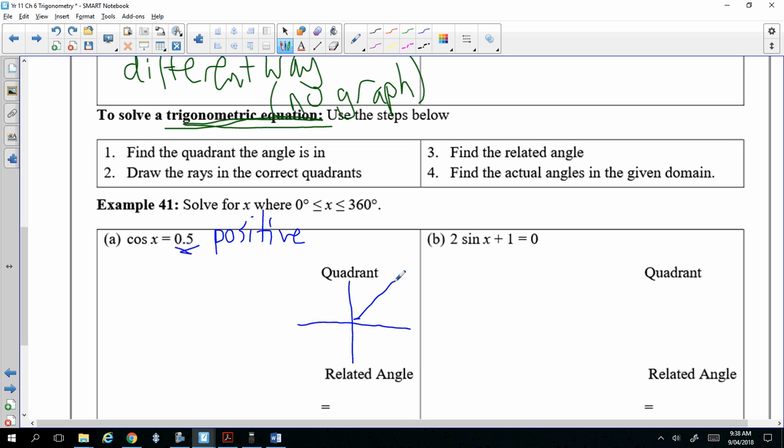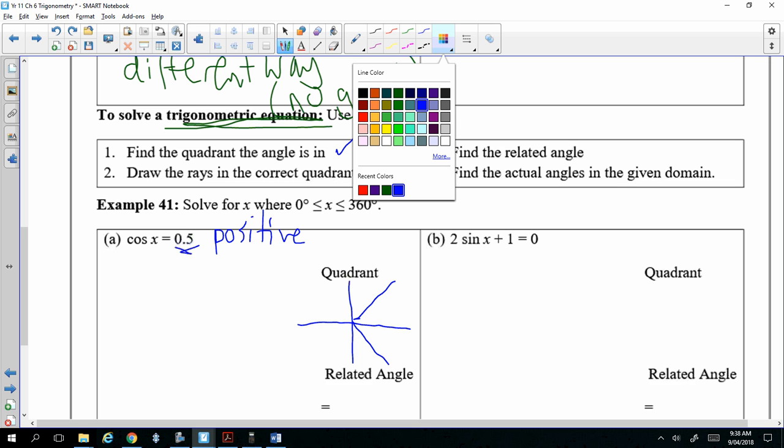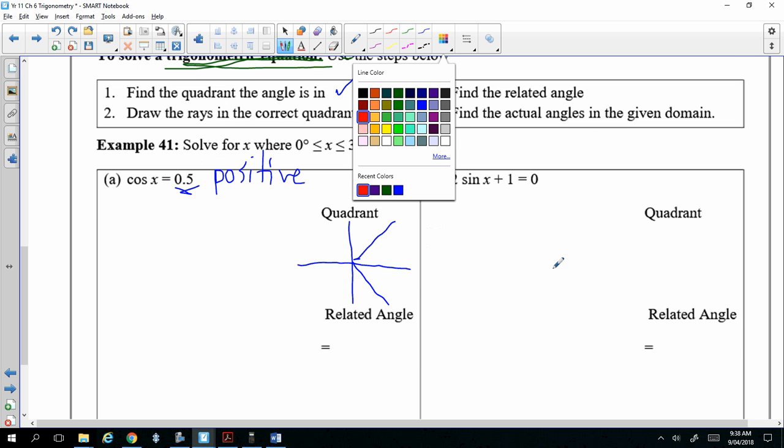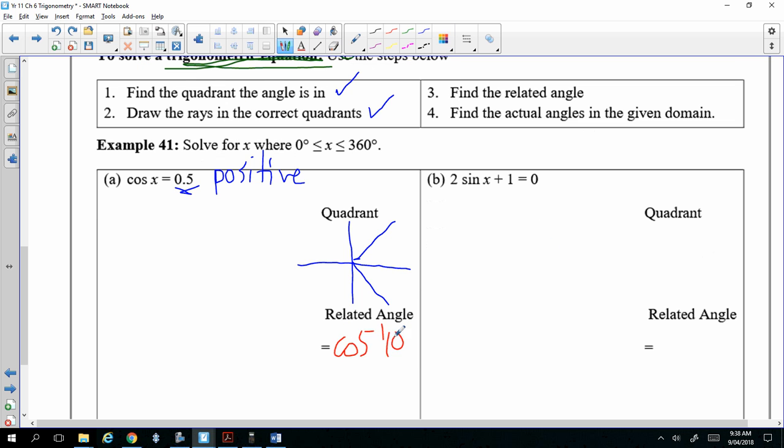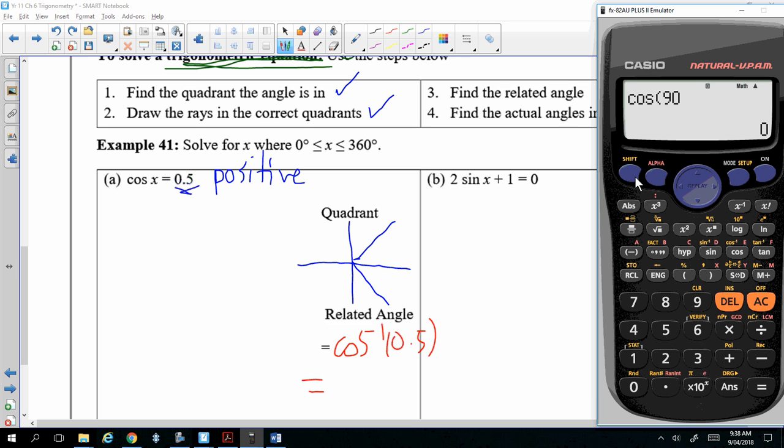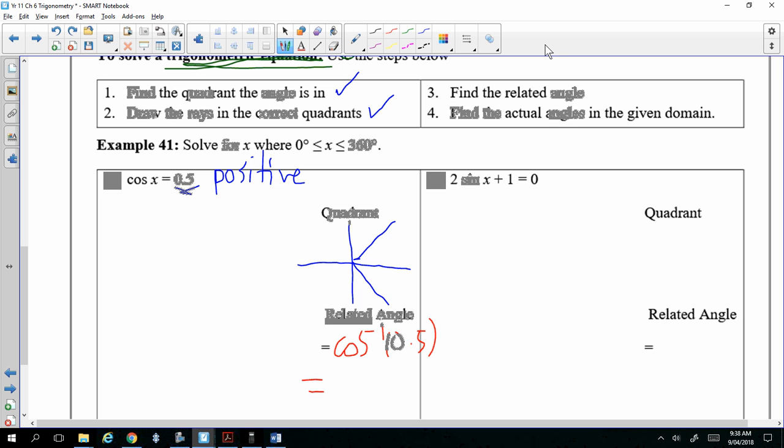What's the next step? Find the related angle. How do you find a related angle? You just go like this: shift cos 0.5. Let's do it on a calculator. Shift cos 0.5. It gives you 60. That's your related angle, 60. So that's 60 here, 60 there. Label the related angle. So that's the third step. Now do the 4th part.